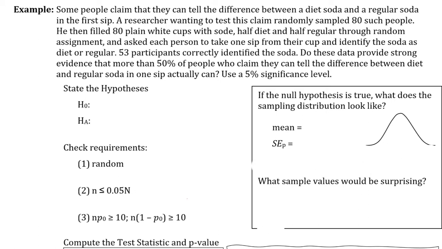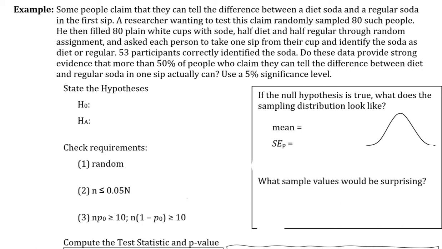53 participants correctly identified the soda. Do these data provide strong evidence that more than 50% of people who claim that they can tell the difference between diet and regular soda in one sip actually can? We will use a 5% level of significance.